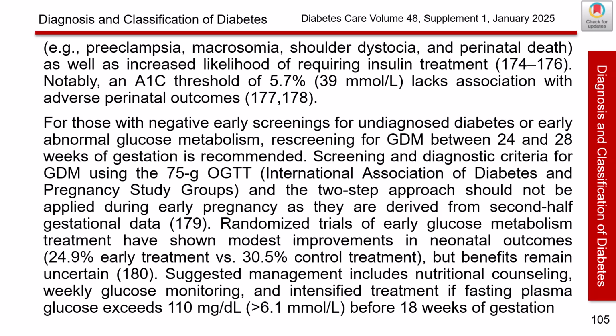For those with negative early screenings for undiagnosed diabetes or early abnormal glucose metabolism, rescreening for gestational diabetes mellitus between 24 and 28 weeks of gestation is recommended. Screening and diagnostic criteria for gestational diabetes mellitus using the 75 grams oral glucose tolerance test, International Association of Diabetes and Pregnancy Study Groups, and the two-step approach should not be applied during early pregnancy as they are derived from second-half gestational data. Randomized trials of early glucose metabolism treatment have shown modest improvements in neonatal outcomes, 24.9% early treatment versus 30.5% control treatment, but benefits remain uncertain. Suggested management includes nutritional counseling, weekly glucose monitoring, and intensified treatment if fasting plasma glucose exceeds 110 milligrams per deciliter, 6.1 millimoles per liter, before 18 weeks of gestation.